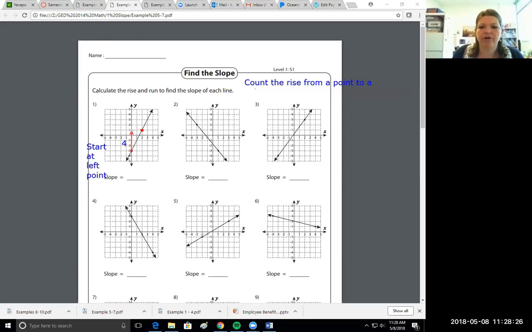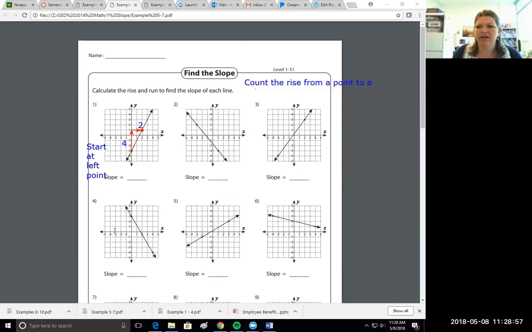Now, let's go ahead and take a look at our run. So starting from where I just left off, I'm going to run right. And if you start on the left, you're always going to end up running right. And the reason why I like to do that is because as you go right in the x direction, you're going positive. So that keeps my run a positive number. So how much did I just move over here? Well, I just moved 1, 2. So I just ran 2. So your rise over run is literally 4 over 2.